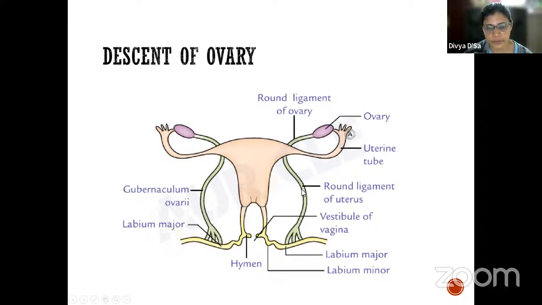So the round ligament of the uterus passes through the inguinal canal and it terminates in the labia majora.